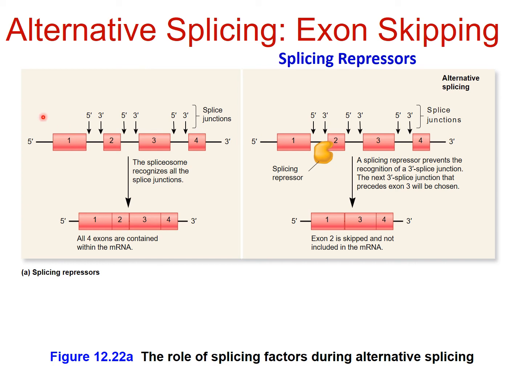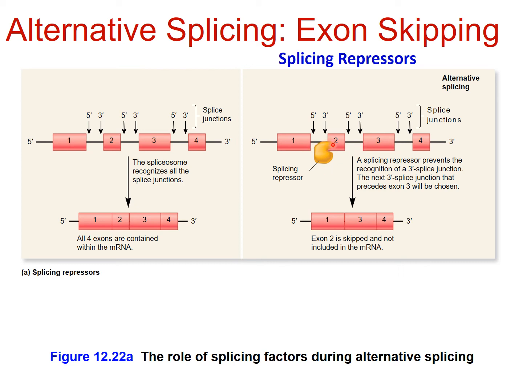And so there are splicing factors. These are proteins that can regulate which exons are either contained within or removed from the final messenger RNA. Splicing repressors bind to the splice sites and will prevent certain exons from being incorporated. So that means the splice site near exon 2 won't be recognized, and this whole unit will get removed. So this is a splicing repressor.